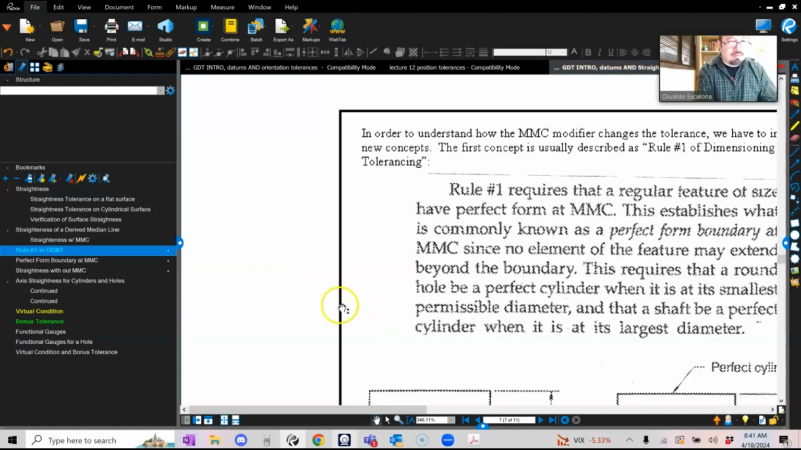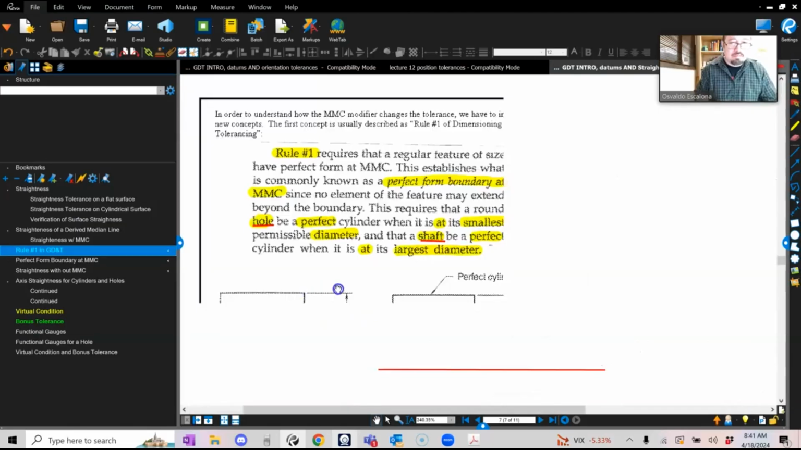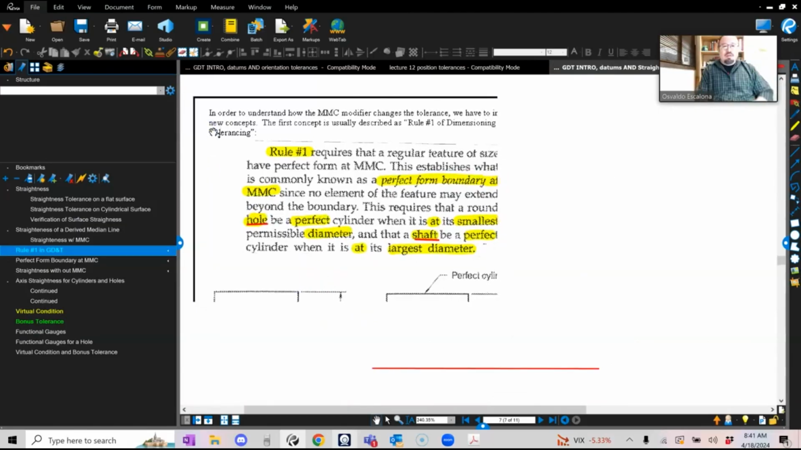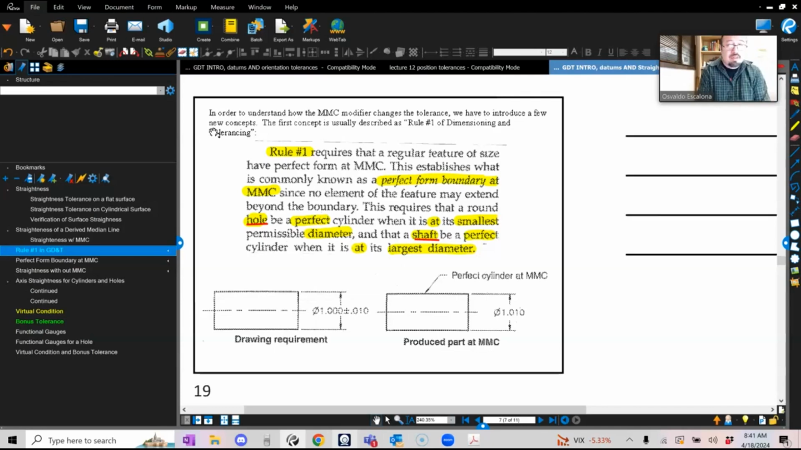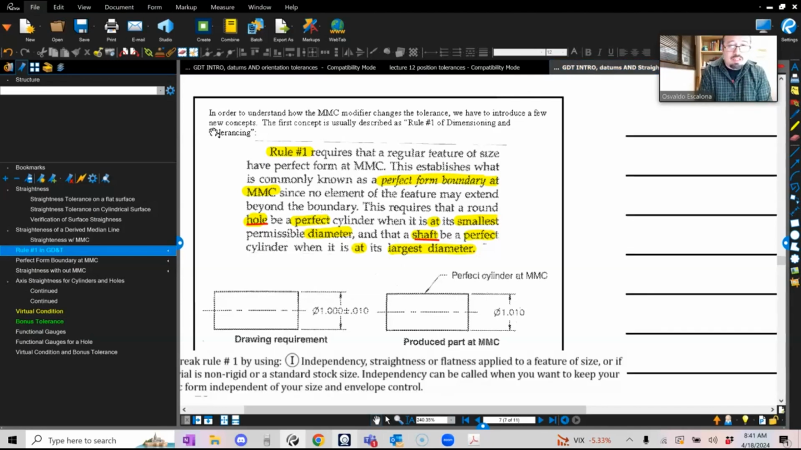Okay. Let me see. Come on, computer. Rule number 1 requires that the regular features of size have perfect form at MMC. I think about it like the envelope, right? This establishes what is commonly known as the perfect form boundary at MMC. No element of the feature may extend beyond the boundary. This requires that a round hole be a perfect cylinder when it's at smallest permissible diameter, and that a shaft be a perfect cylinder when it's at largest diameter.